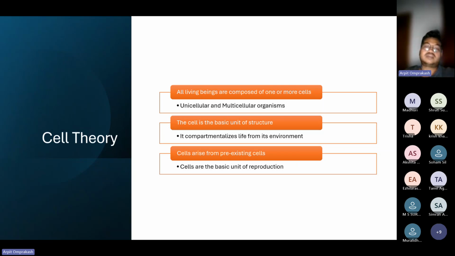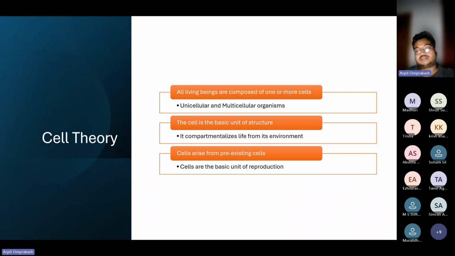The second is that the cell is the basic unit of structure. What this means is that the cell compartmentalizes all the activities, the biochemical things that we call life, from the environment. So all the reactions, the metabolism, and everything else is happening inside the cell and not outside in general.